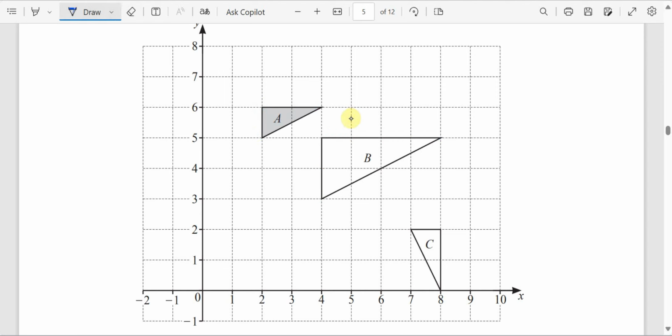So for me to get the center of enlargement, I need to join the corresponding points. If you're using a paper, of course that is how you're going to write your exams. So make sure you use a ruler to join the corresponding points. I will just try to do a freehand sketch here.